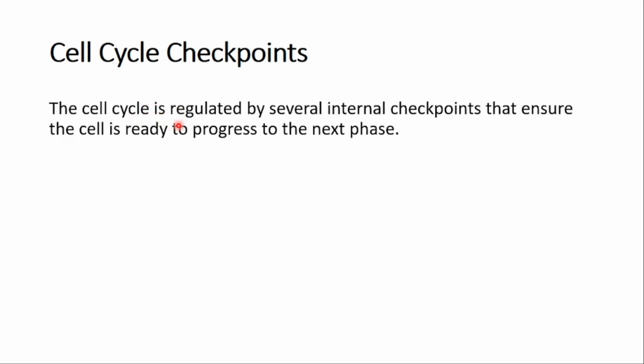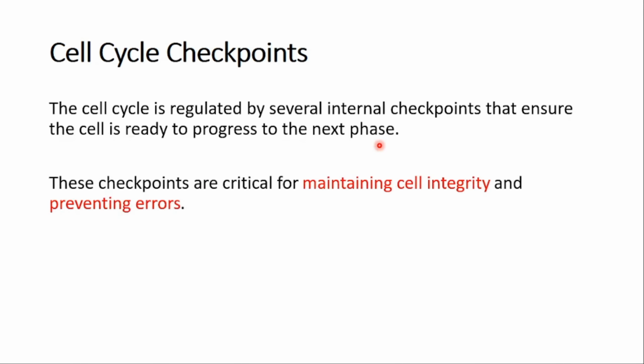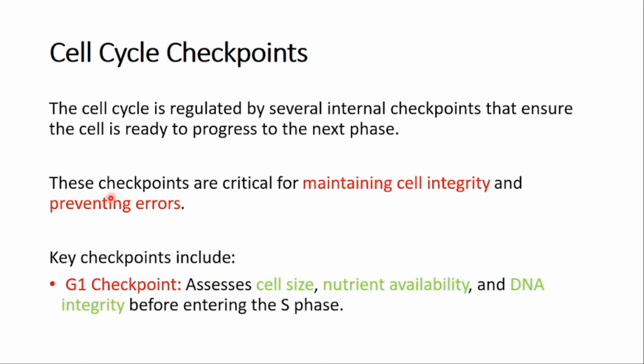Then the cell cycle is regulated by several internal checkpoints that ensure the cell is ready to progress to the next phase of the cell cycle. And these checkpoints are critical for maintaining the cell integrity and preventing errors. The checkpoints include the gap 1 checkpoint, where the cell is assessed for its size, nutrient availability, and DNA integrity before it enters the synthesis phase.